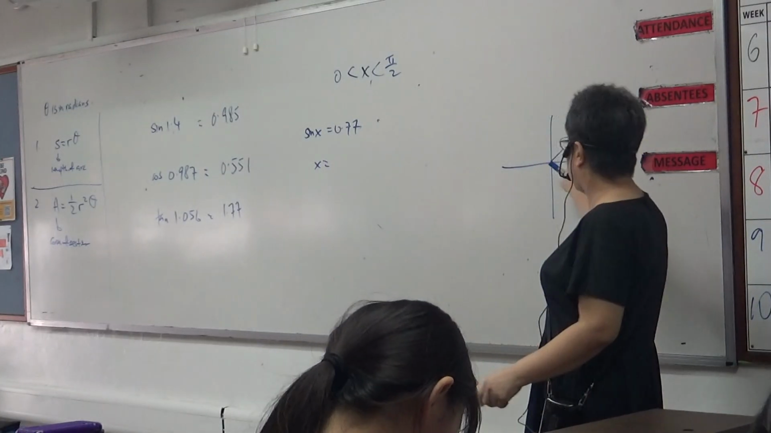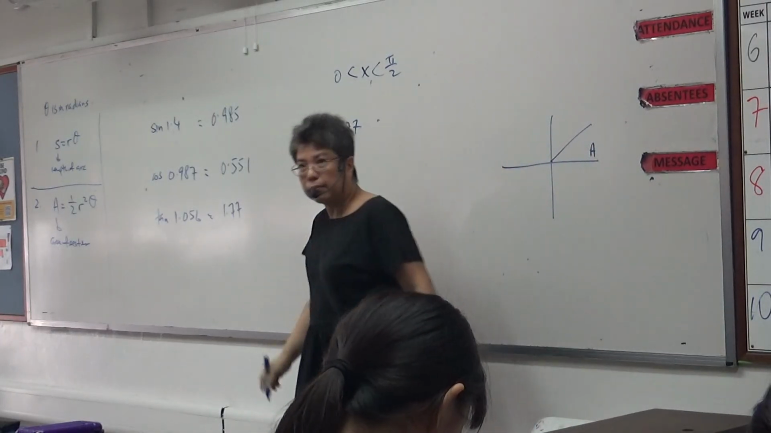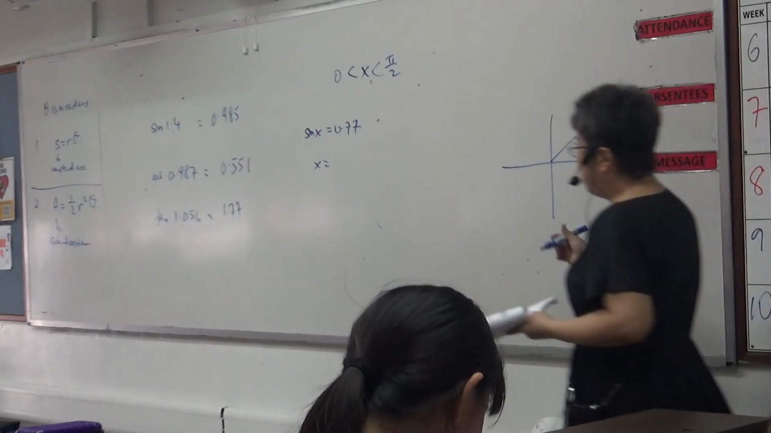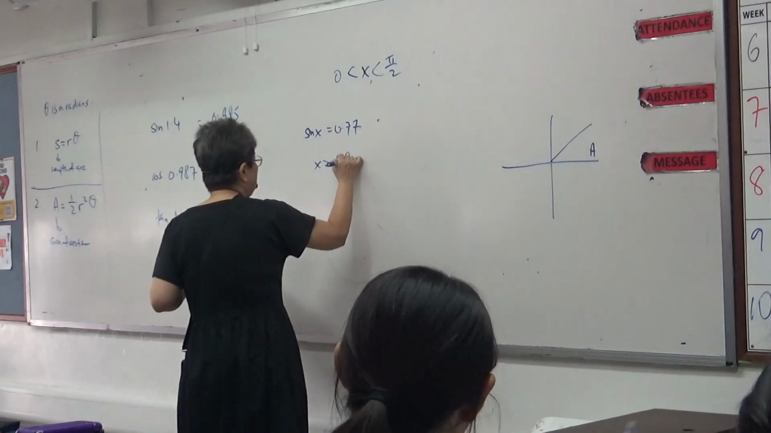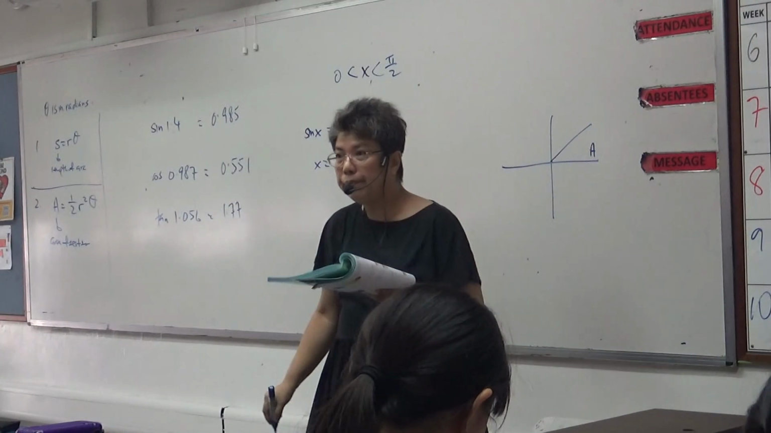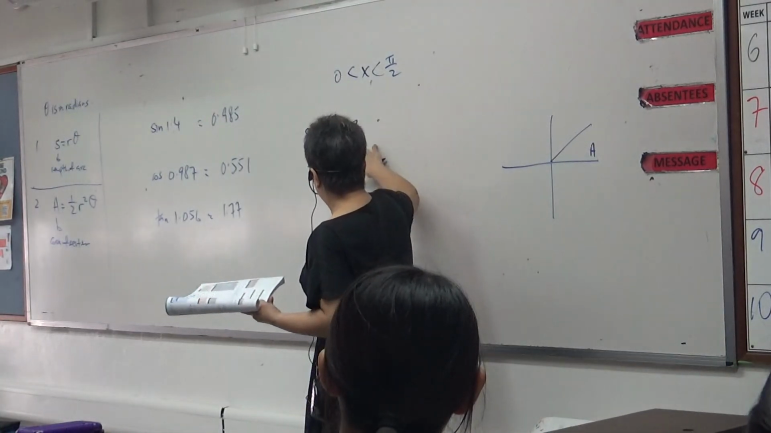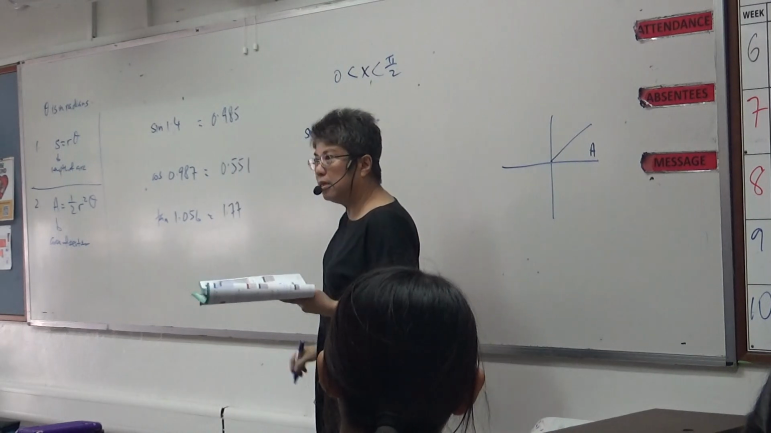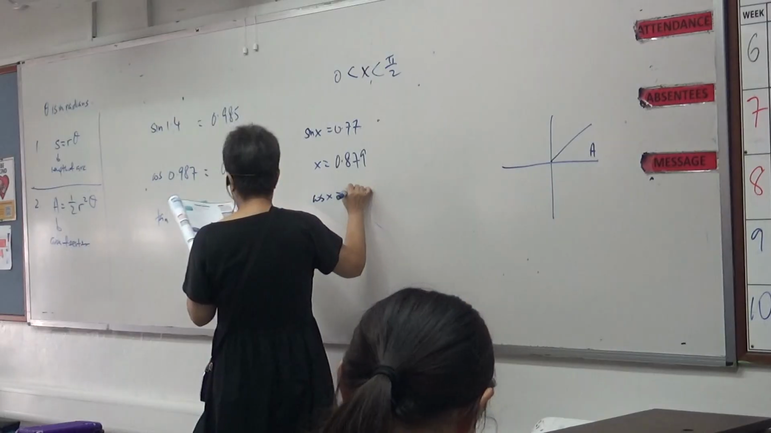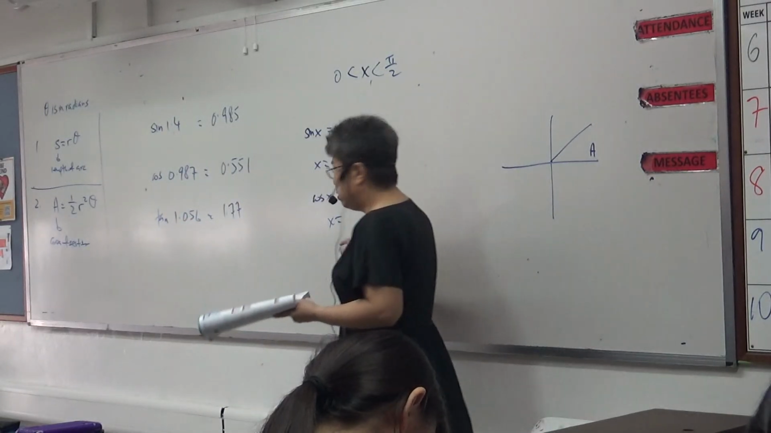There's only one answer because I already got first quadrant, can see? Okay, so what's the answer? 0.871, round off. 0.8709. That's the final answer. Okay. Next one. What about cosine x equals to 0.362? What is x? 1.20.